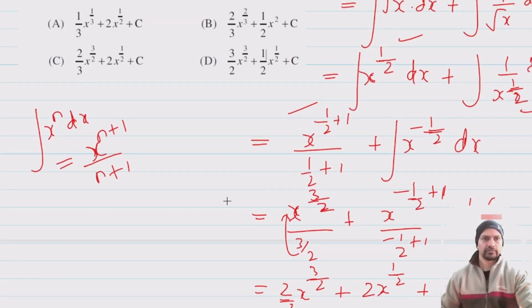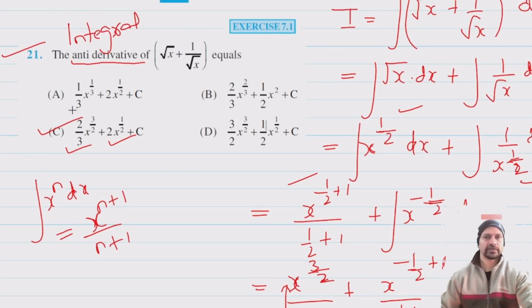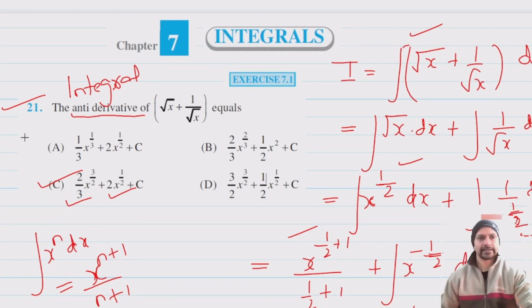And let's try to match it. So this is 2 by 3, x raised to the power 3 by 2, plus 2, x raised to the power half. So option c is the correct answer for this MCQ, and this solves our question number 21.